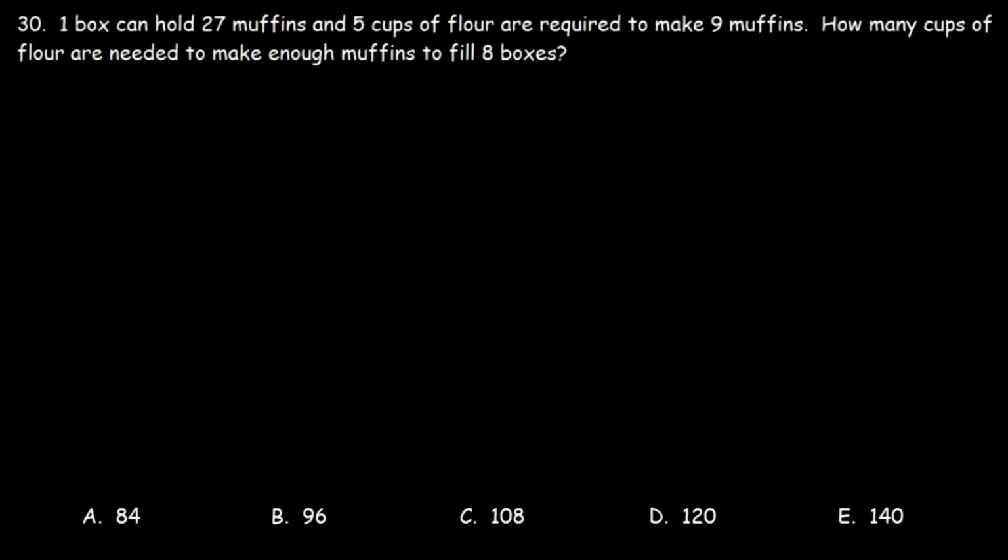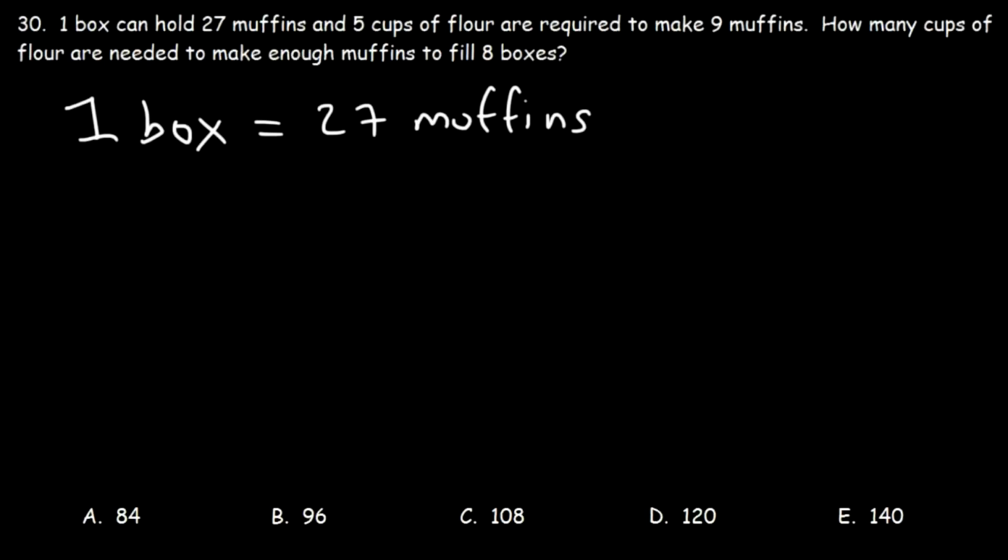So let's write out a list of conversion factors that we have. The first conversion factor relates number of boxes to muffins. So basically, 1 box is equal to 27 muffins. That's the first conversion factor. Now the second conversion factor is given to us in this part of the sentence. 5 cups of flour is equal to 9 muffins.